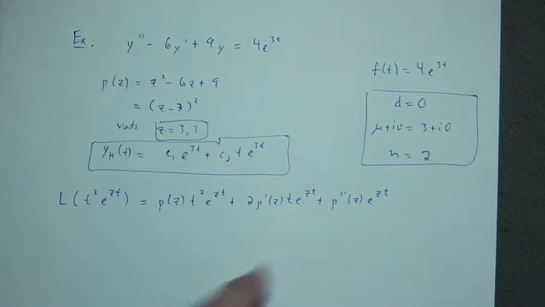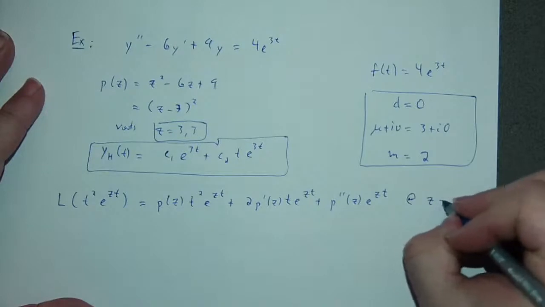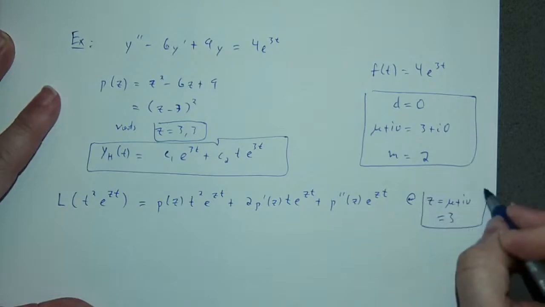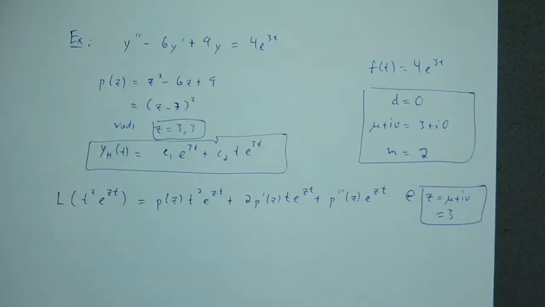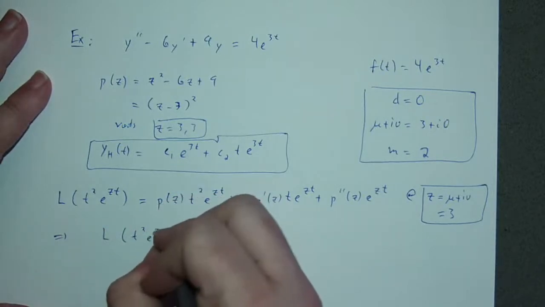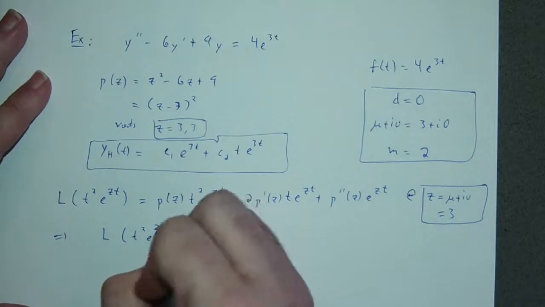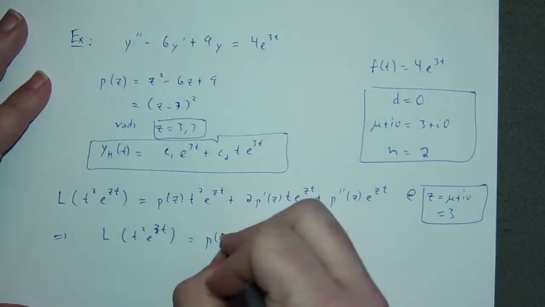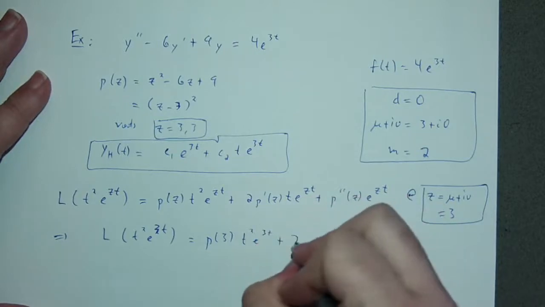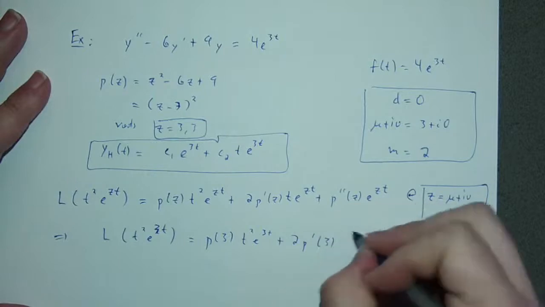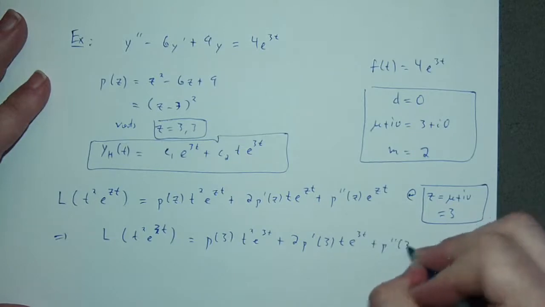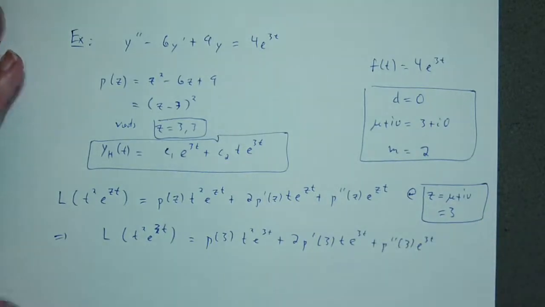Now, I want to take this and evaluate it at z equals the characteristic mu plus i nu, which in this case is 3. So let's plug that in. This implies that L of t squared e to the 3t is equal to p of 3 t squared e to the 3t plus 2 times p prime of 3 t e to the 3t plus p double prime of 3 e to the 3t.